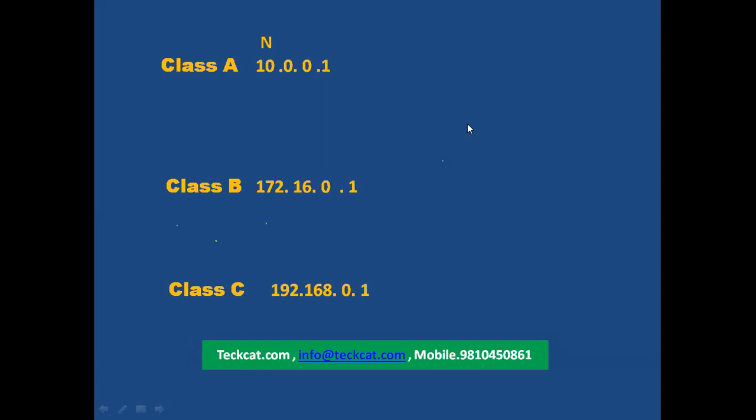What can I do? See, the first portion of class A, please listen to me. The first portion of class A is called network bit. The second portion is called host. Now, if somebody asks you how many network bits in class A, you can tell him 8 bits in class A are network and 24 bits are host bits.